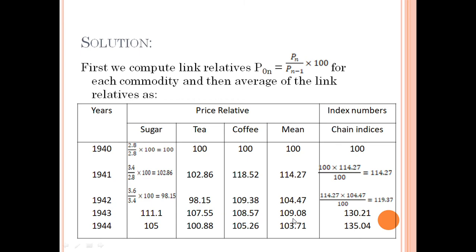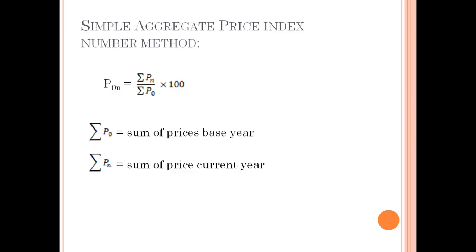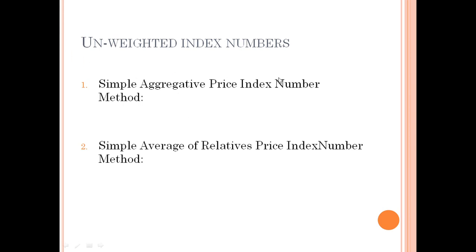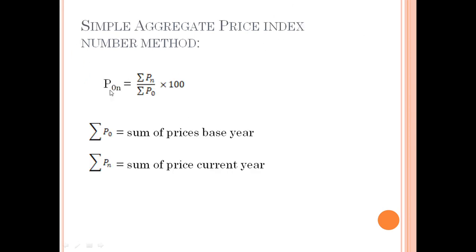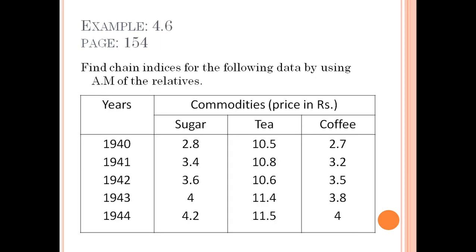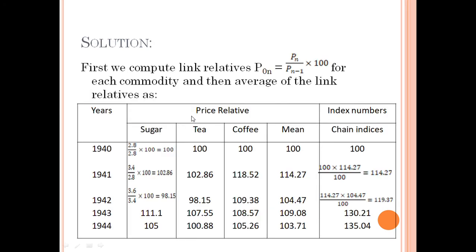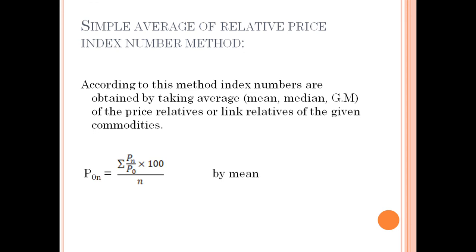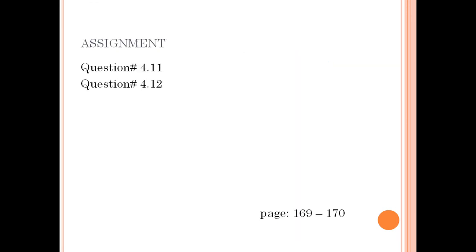So these were two main methods by which you find the unweighted index number. In our next lecture, we will discuss weighted index numbers. And up till here, your assignment is question number 4.11 and question number 4.12, which are exactly the same as we have done in these examples. You can find these questions on page number 169 and 170.